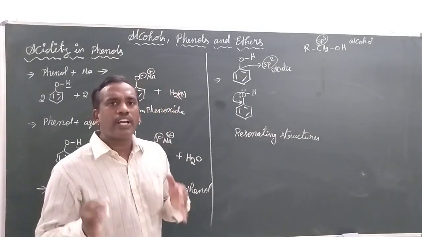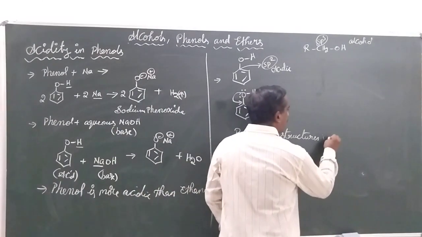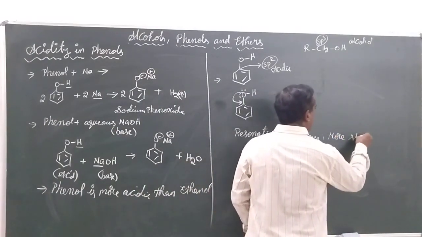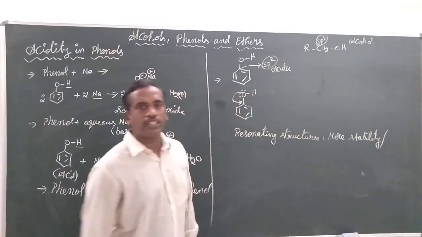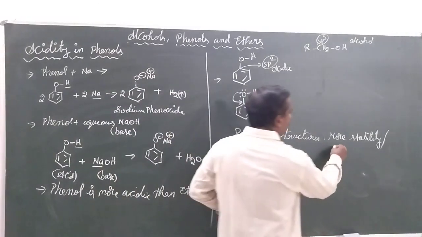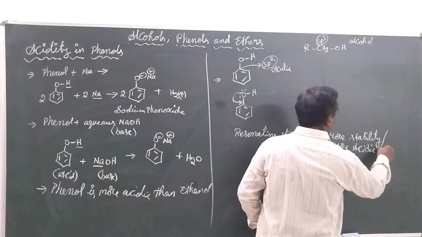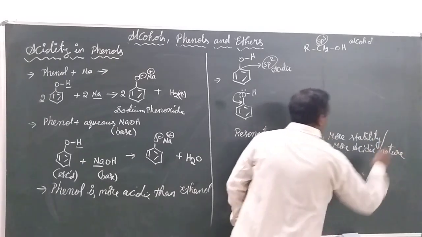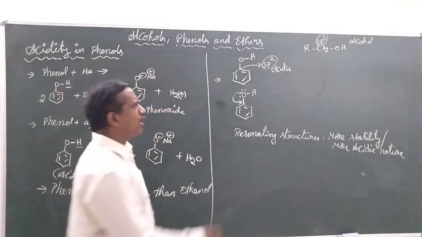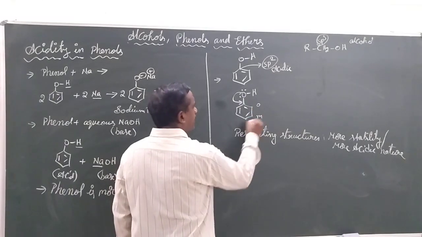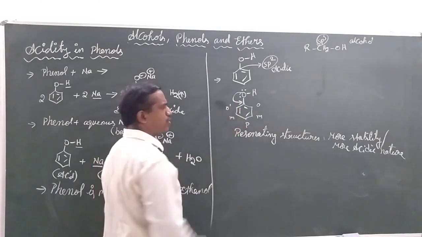Whenever there are more resonating structures for any molecule, it will have more stability. When there is more stability, it has a more acidic nature. Do you remember the resonating structures of first year? Let us recall ortho, meta, para positions. Here it is called meta and ortho dash.